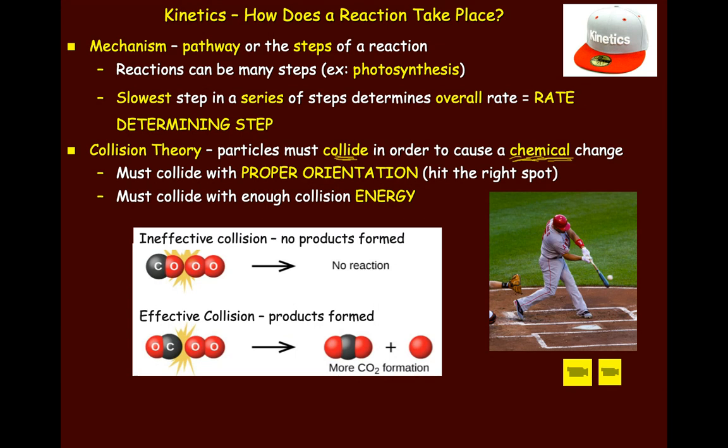First, you must collide with the proper orientation, which means those particles must collide in the right spot or the right angle. Next, you must collide with just enough collision energy, the minimum amount of energy to cause the reaction, and then you get the intended effect. The diagram showed an ineffective collision where a CO molecule collides with an oxygen molecule, but the O's collide, so no products form. But if that CO molecule turns around and the C contacts the O, then you form products. It's not important what products you form here. It's more important that you actually get the reaction.